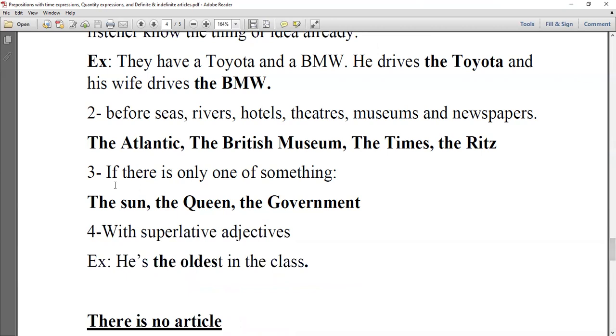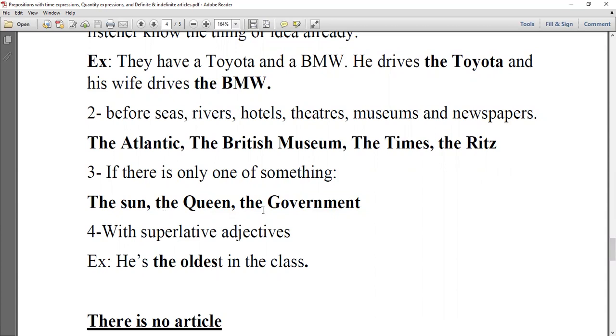Also, we use the definite article the if there is only one of something. إذا كان هناك شيء واحد عن شيء ما. يعني مثلا the sun. We have to say the sun, not sun, because we have one sun in our world. يعني لدينا شمس واحدة فقط طلاب فنقول the sun, the queen. If the country is a kingdom, إذا كان البلد عبارة عن مملكة ستكون هناك queen واحدة فقط. يعني هناك ملكة واحدة فراح نقول the queen.